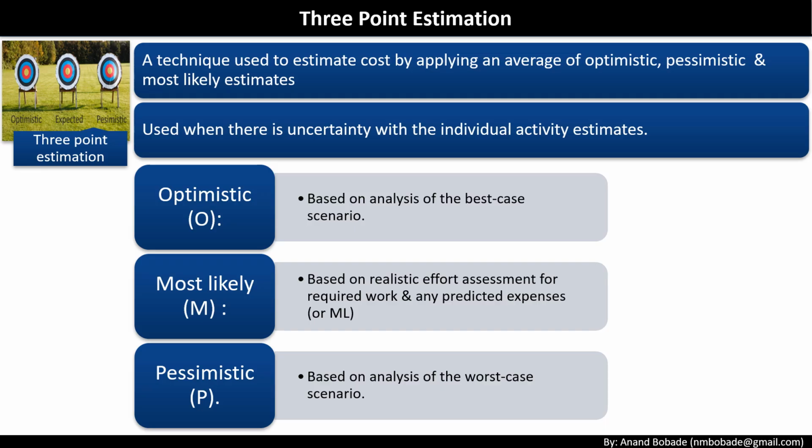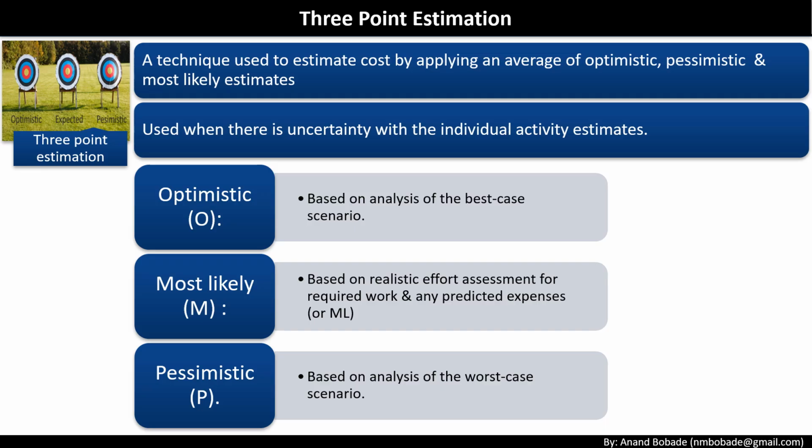Most likely, M. This is our most realistic estimate. Based on our experience and knowledge, this is the most probable outcome. It's the business-as-usual number, accounting for typical challenges and a normal workflow. This is our baseline, our expected estimate.